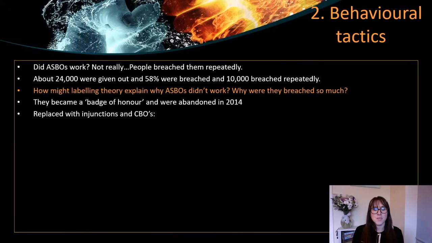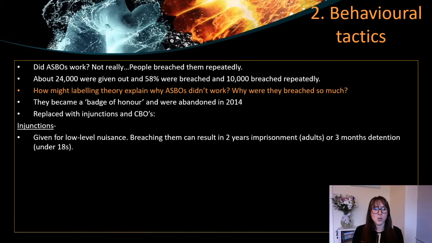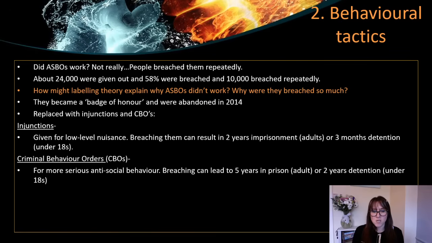Replaced with injunctions and CBOs. Injunctions are given for low-level nuisance. Breach of them can result in 2 years imprisonment for adults and 3 months detention for under 18s. Have I ever heard of these injunctions ever being used? Not really. Criminal behaviour orders, CBOs, for more serious antisocial behaviour, breach can lead to 5 years in prison and 2 years in detention. Again, am I convinced that these actually are followed through?